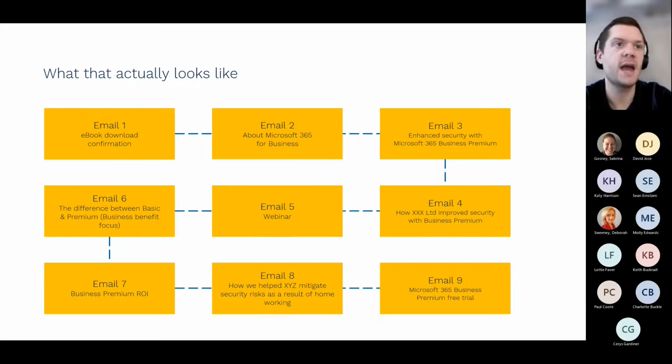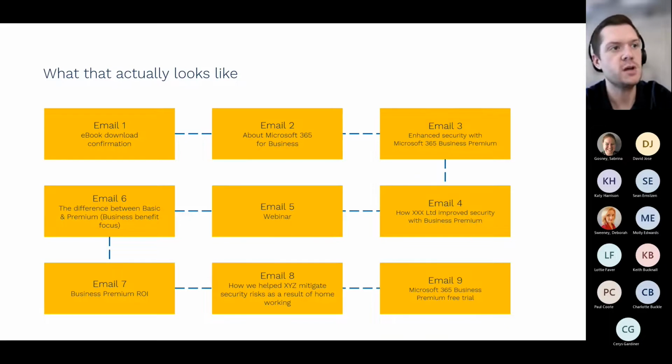Email 5, again another 5 days later, might be around a webinar we are hosting or a webinar Microsoft is hosting that we can jump on the back of, just to build that awareness, confidence, and trust in Microsoft 365 for Business and Business Premium and solutions. Email 6, we might do a business benefit focus on the difference between basic and premium, and start to really help people understand the value they're going to derive from that premium license over something a lot more basic.